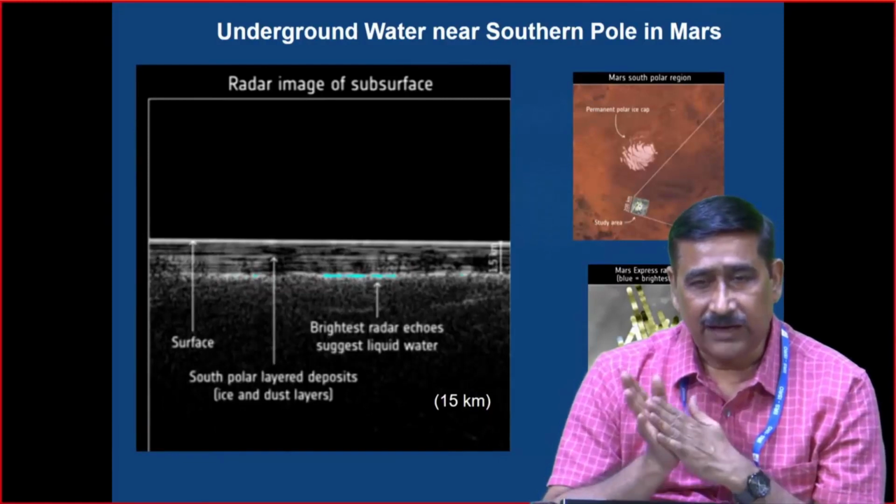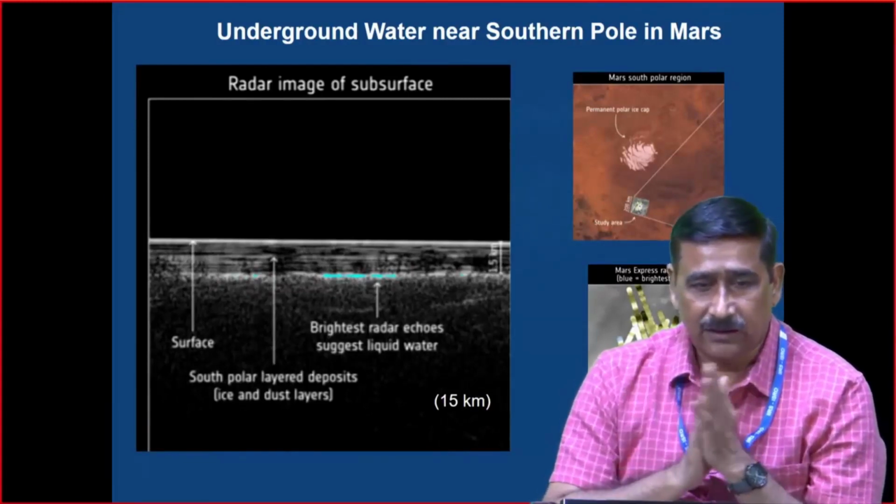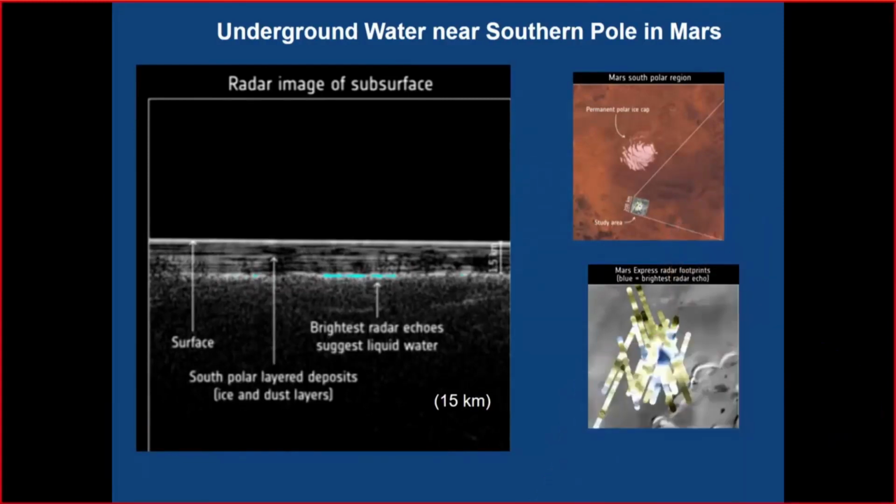There was a radar placed in one of the satellites, and from the radar it was found that there is liquid water content beneath 15 kilometers of the surface. That was found, supporting the hypothesis that underground water does exist. The radar observations say so. That gives us a promise that if not on the surface, then in the subsurface some processes might be happening. That's why we need much more research along that line.